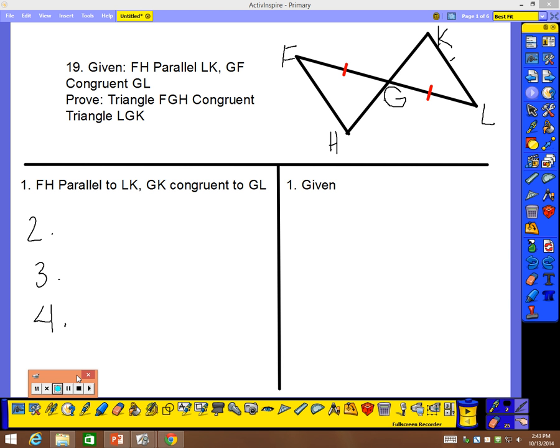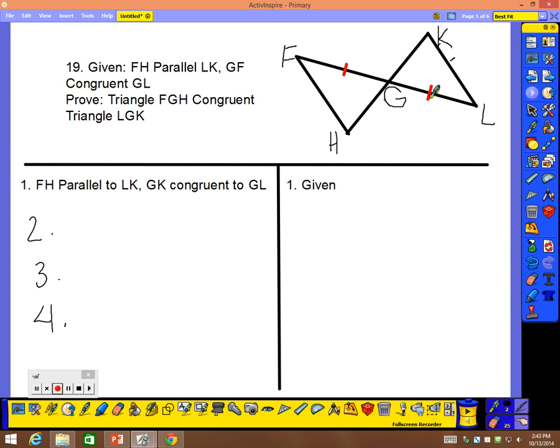Whenever I see two lines are parallel, I know that's a hint that I'm probably going to be using parallel lines with a transversal. We're going to come back to that, but I want to look at the given information that we do have. GF congruent to GL. So I'm going to mark that, as you can see, and they're marked here. So I already have a side, don't I?